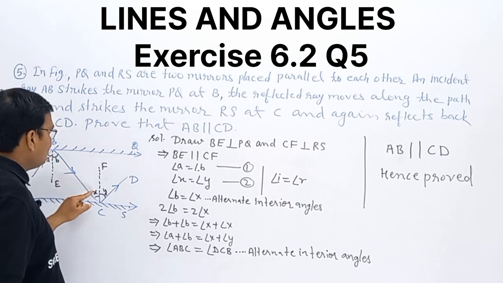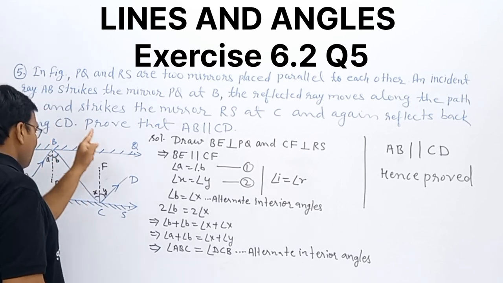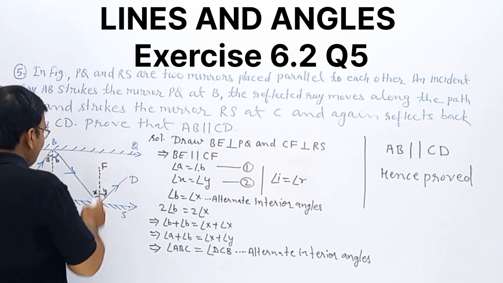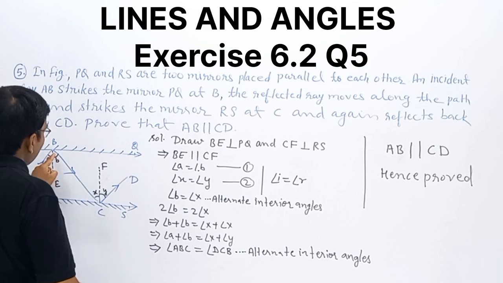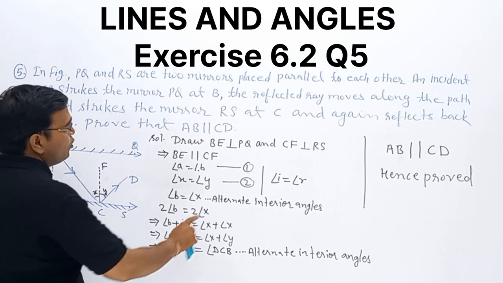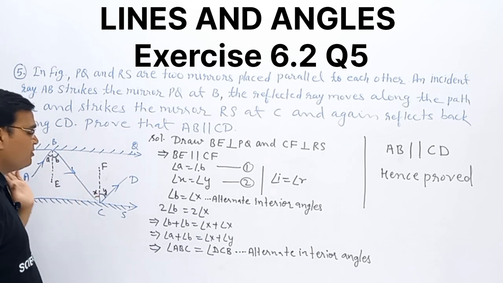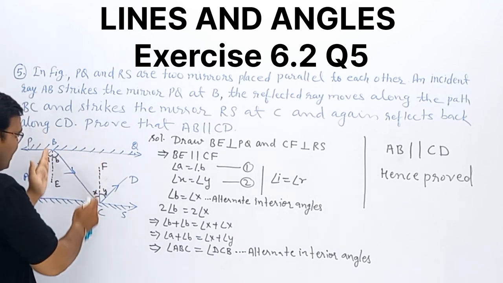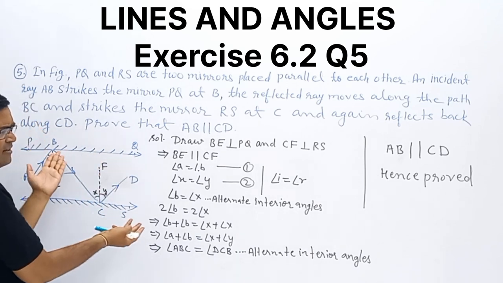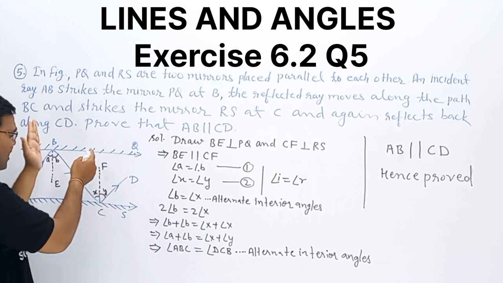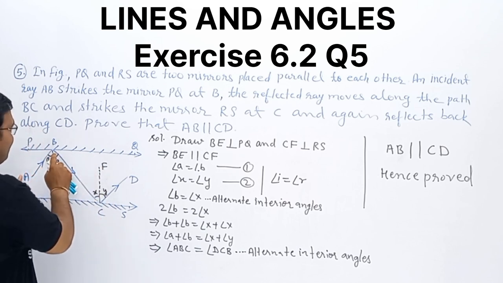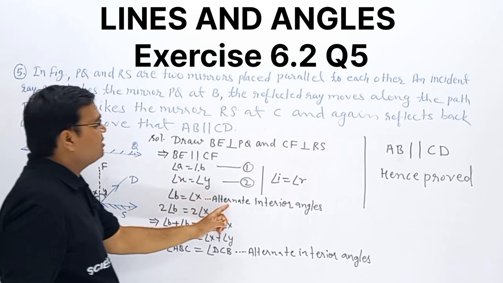Why is this one equal to this one? Because both normals are parallel, so we can say this angle will be equal to this one. Why? Both are alternate interior angles. This is the alternate interior angle of this one. So once we have both normals, and normals are parallel, so both are parallel, we can say this angle will be equal to this one. Why? Because alternate interior angle.